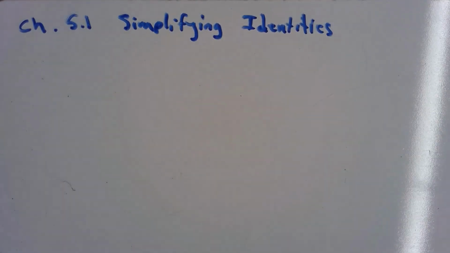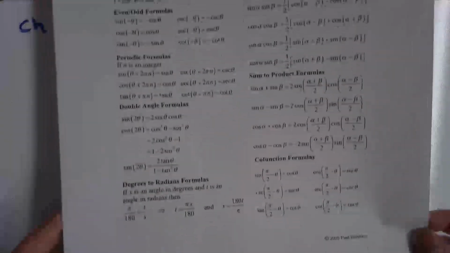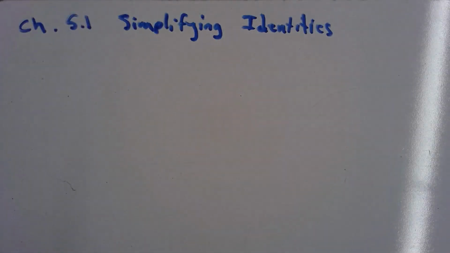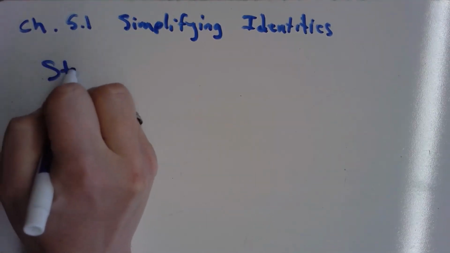Okay, I posted in class pages this lovely formulas and identities page. Hopefully you've got that printed out. If you need it printed out, please email me and I'll get that to you. Okay, so what we're first going to look at is some strategies.